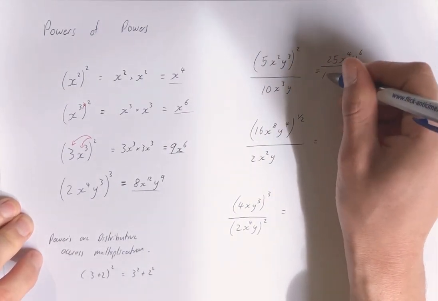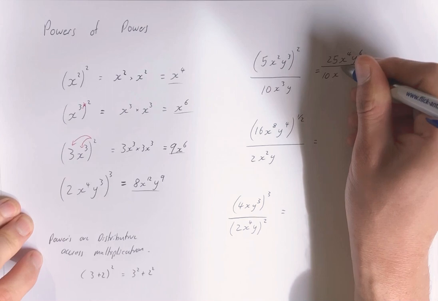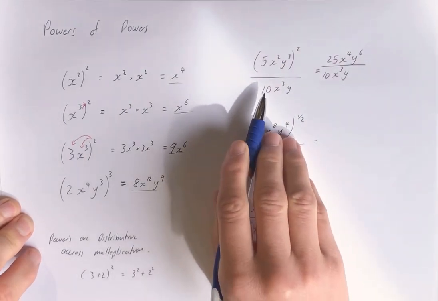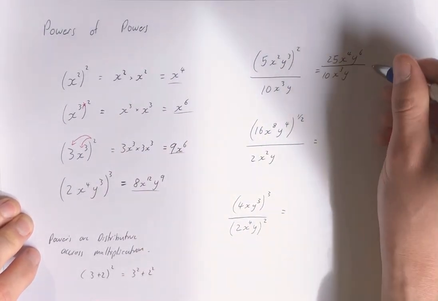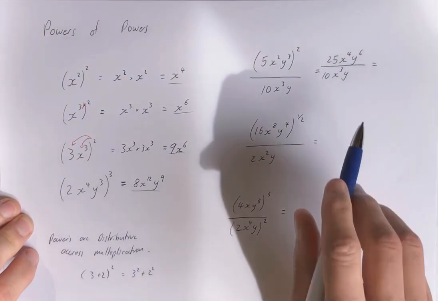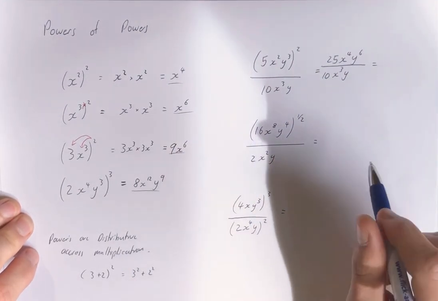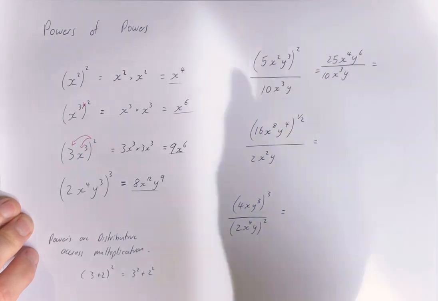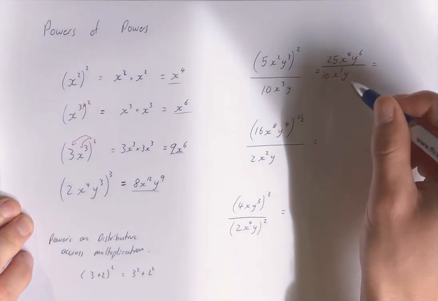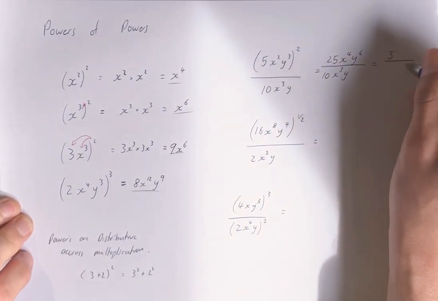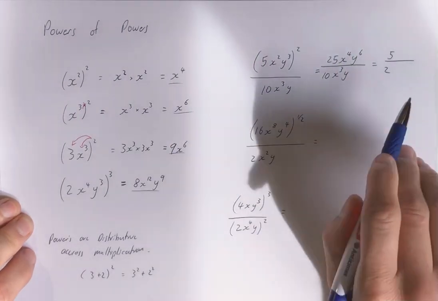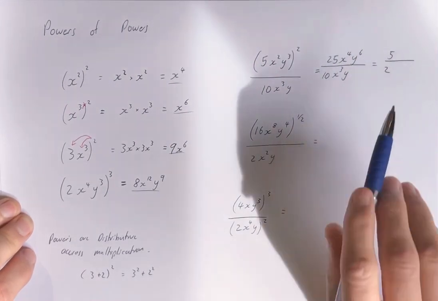Now this is all over 10 x cubed y. Nothing has happened down here. We can now go ahead and just simplify that, so 25 over 10. Well, we can take a 5 out of the top and bottom, right? We're just going back to some of that number skill. So we can say that's 5 over 2. And see how I've just given myself some room to add in some other variables where needed.